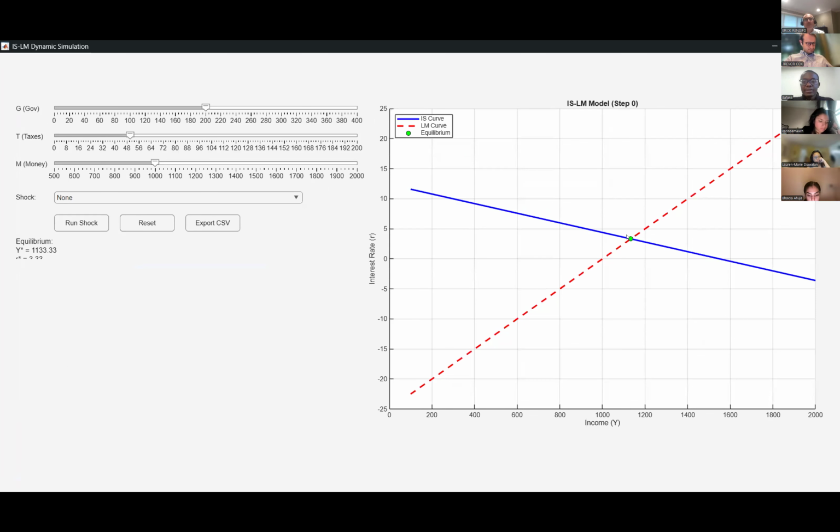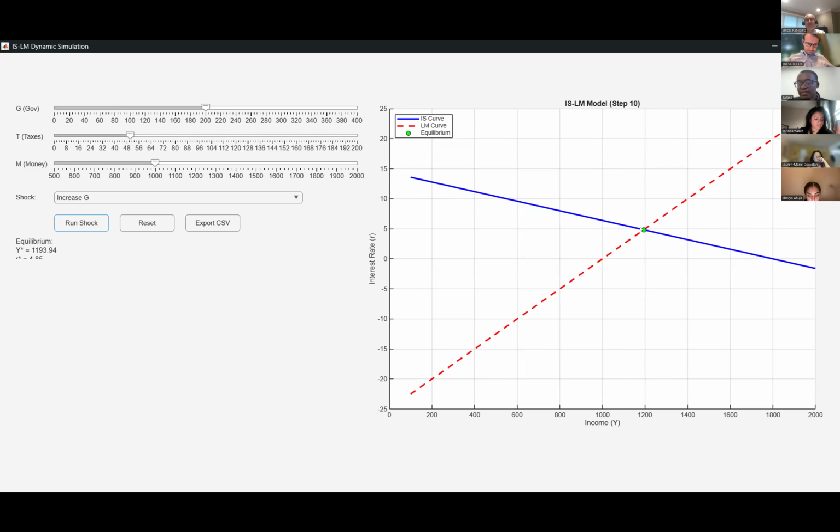Okay, so now this is the initial equilibrium in the economy where the interest rate is 3.3% and the output or the income is 1,133. So you can either use this, or you can go to the shock and just choose whether you want to increase the government spending, decrease taxes, or increase the money supply. So I'll just increase the government spending and then run shock. So you'll see that the blue line, which is the IS curve, is moving upwards. I'm not sure if you saw that. Yeah, we saw that.